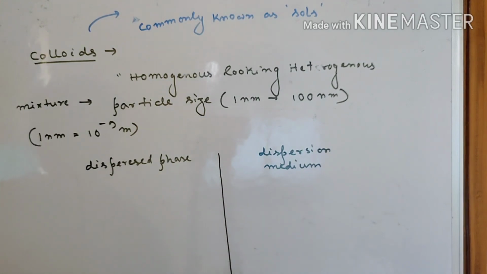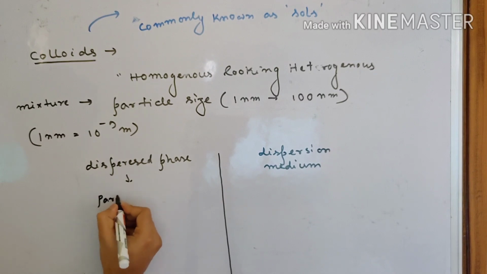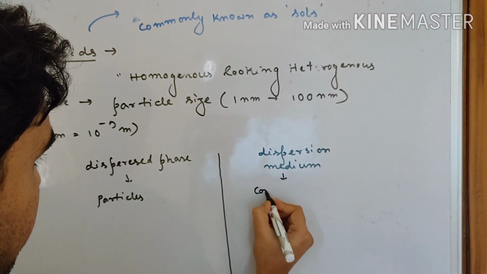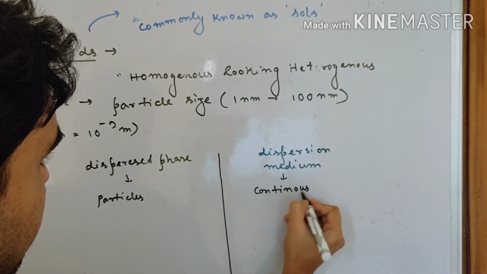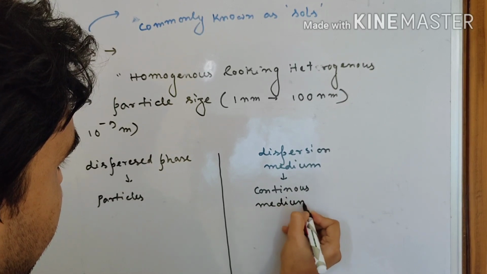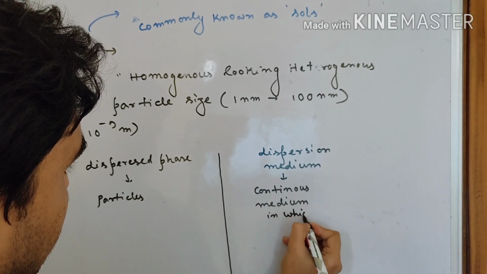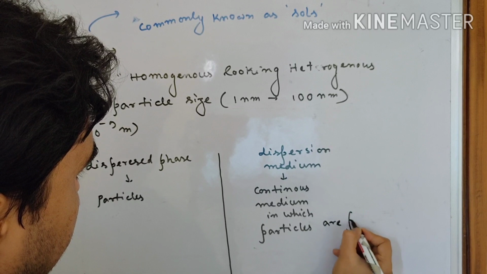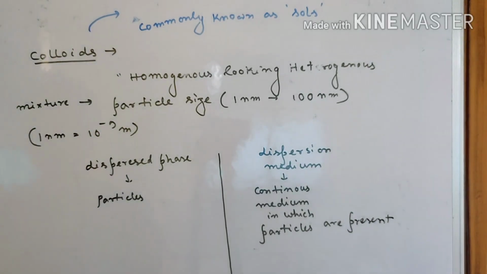Now, suppose, what is a dispersed phase? Dispersed phase means the particles present in a continuous medium. So these are the particles which are present, and this is the continuous medium in which the particles are present. What does it mean?